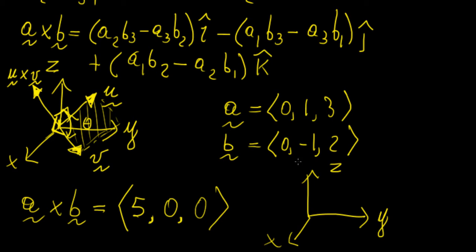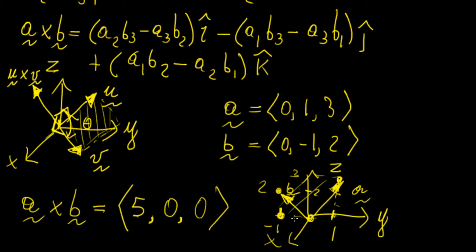Well, if we try to plot these ones, we know that they're both 0 along the x-axis. This one is going to be 1 along y here, whereas the other one is going to be minus 1. So basically we have it here. And then this one is going to be 3, and then this one is going to be 2. So we have our vector b here, and then we have our vector a here.